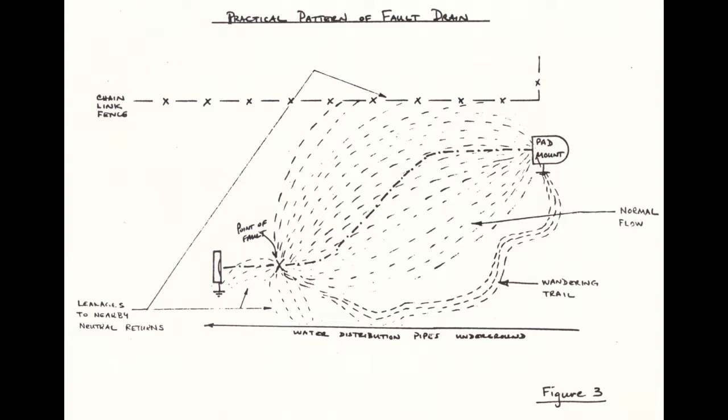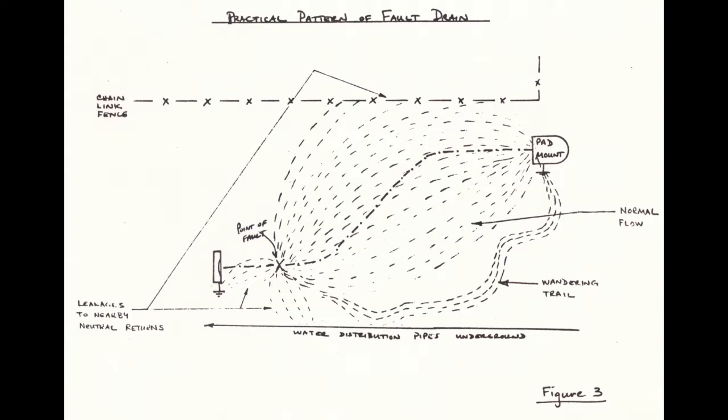You will notice I show a wandering trail, sort of squiggly line, from the fault to the transformer. This happens when you have a highly conductive path within the soil, such as a vein of clay running through the yard. And, indeed, the readings you take may lead you along that line and sort of wander back to the pad mount or over to the point of the fault.